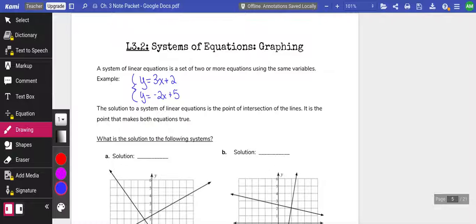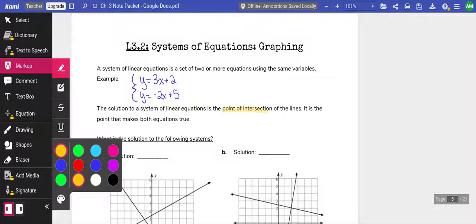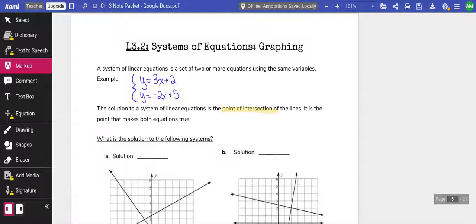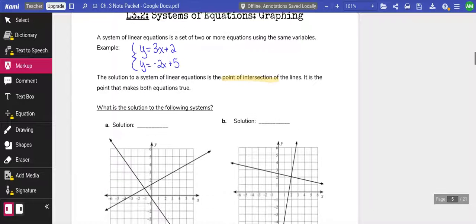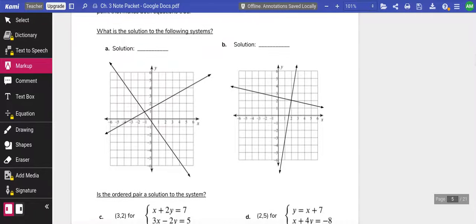The solution to a system of linear inequalities is the point of intersection of the lines. That means that it's the point that makes both equations true. So looking at these systems that are graphed below, we're going to find the solution to these systems.